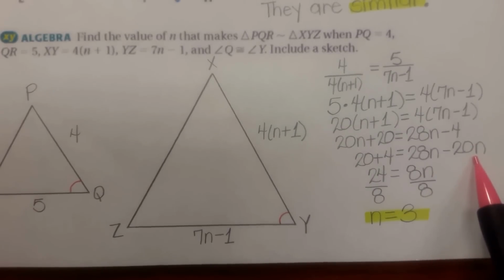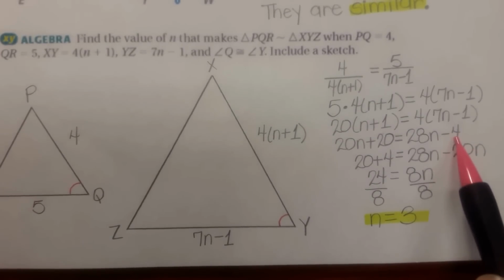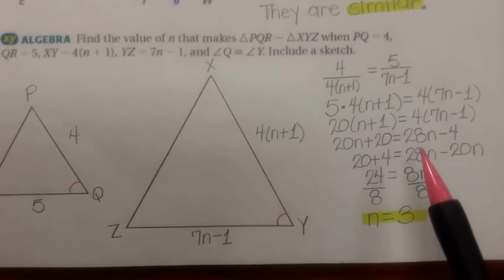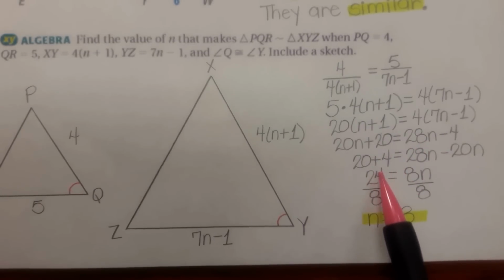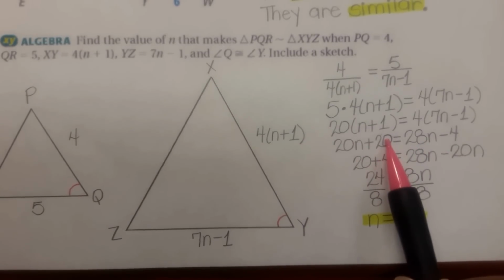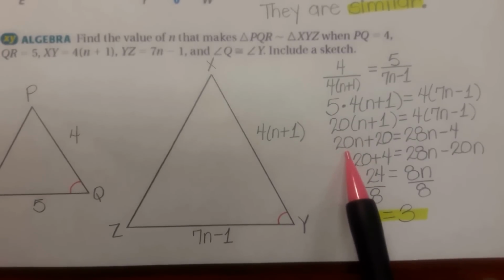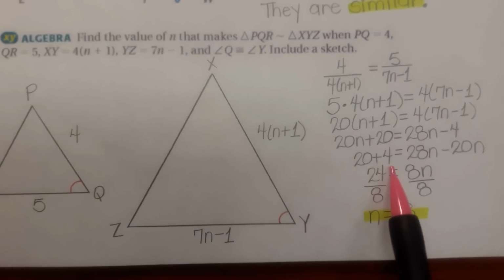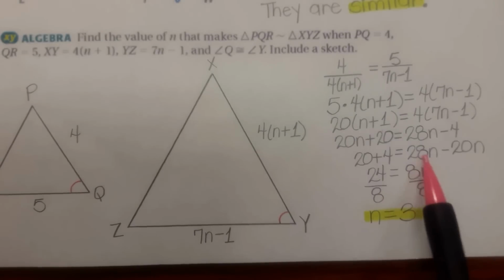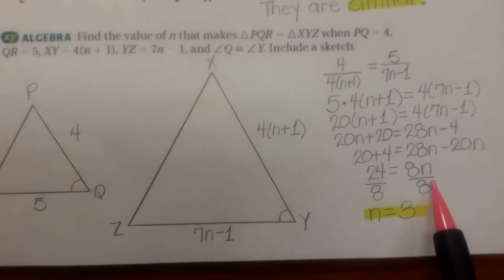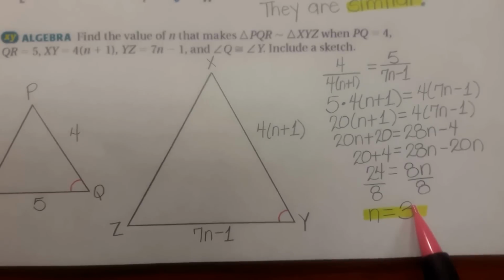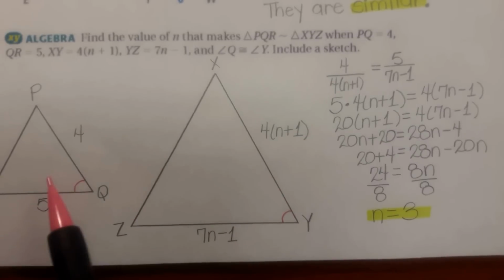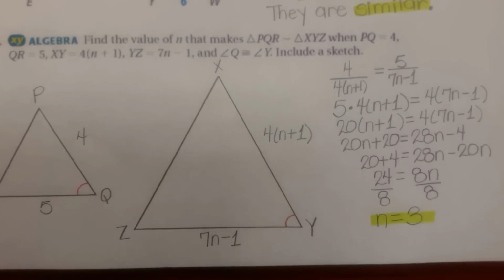Next step, I combine like terms. So my minus 4 moves from the right to left, and it becomes positive 4. The plus 20n moves from left to right, so it's negative 20n. 20 plus 4 is 24, equals 28n minus 20n, which is 8n. Divide 8 on both sides, so the 8's cancel to 1, so n equals 3. So I included my sketch and I solved for n, which is 3.